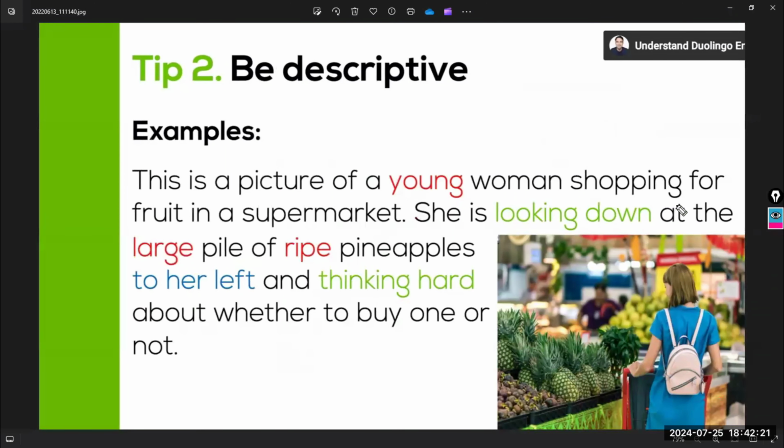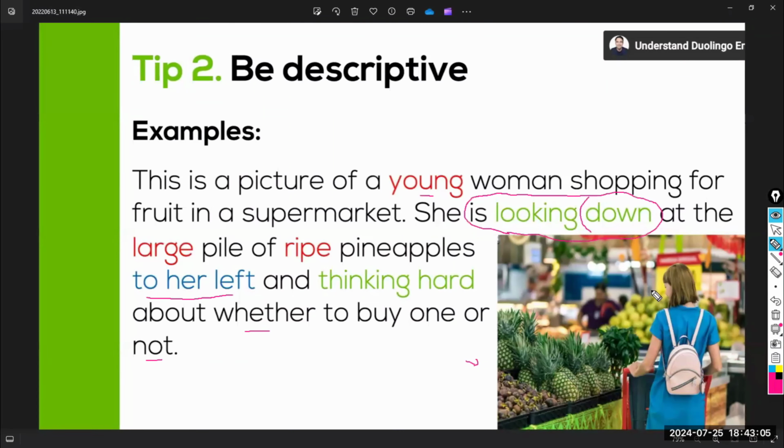Now let's check this example about describing the same image. I have to say as an introductory statement, this is a picture of a young woman shopping for fruit in a supermarket. She is looking down. This is the first action, the first action verb. And this is the direction that I have. She's looking down at the large pile of ripe pineapples to her left, and thinking hard about whether to buy one or maybe not.